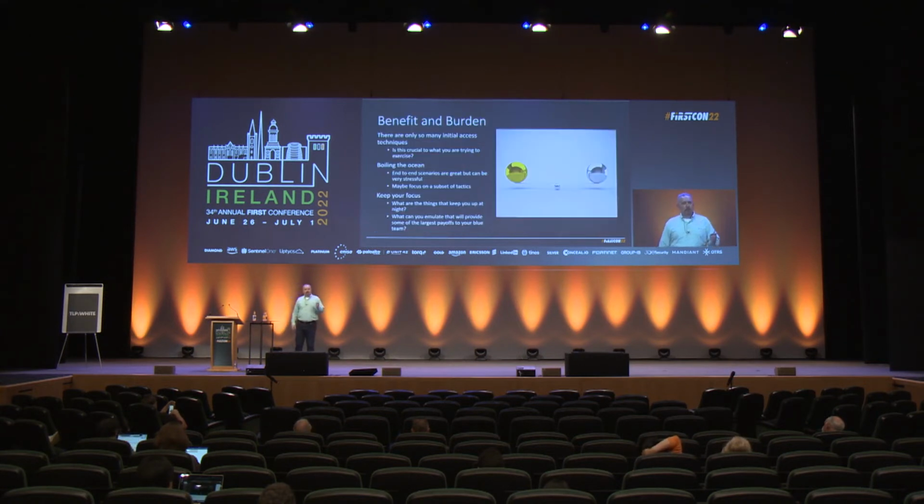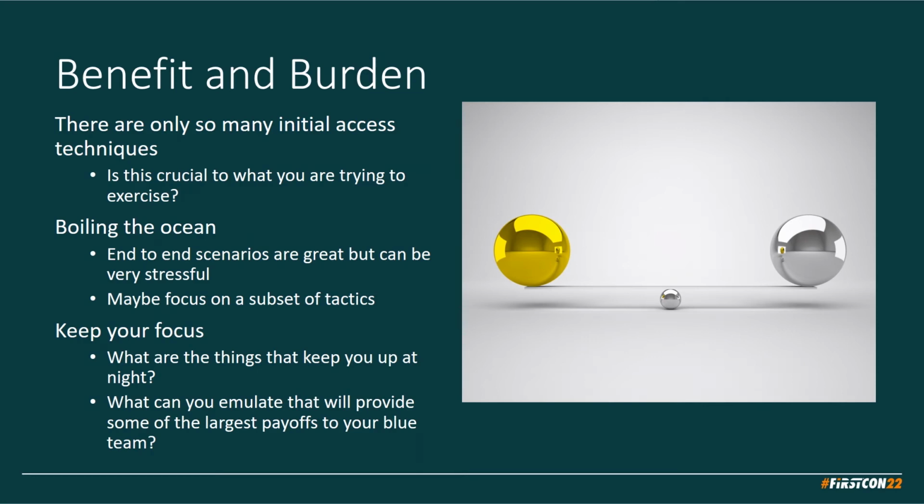This is a tough one. So, benefit and burden: this does take time, right? This takes time away from the core activities, the core missions of the teams. So this is where you have to balance what resources I have, what time I have, and what kind of benefit I can get. There are only so many initial access capabilities or ways to get at it. Link file, spear phishing, macro, there are like 8 of them out there. Is it crucial to focus on that?